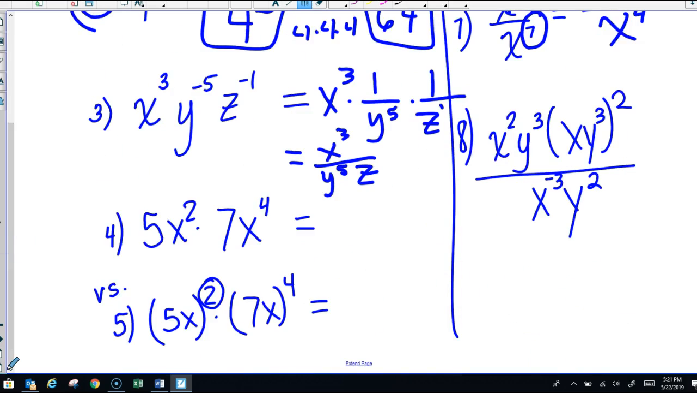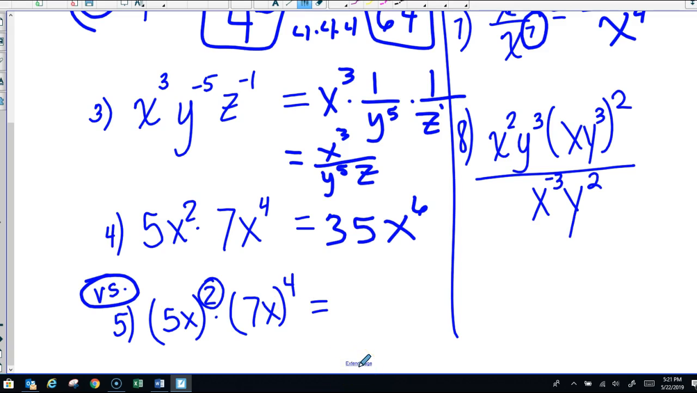Okay, here we're multiplying. We've got like bases of just the x, and we've got coefficients. So we're going to multiply the coefficients. We're going to add the exponents. 35x to the sixth. But now, look, I've got a difference because these two have parentheses. So on this one, 5x is being squared. So the whole thing is being squared. 7x in parentheses, the whole thing is to the fourth power.